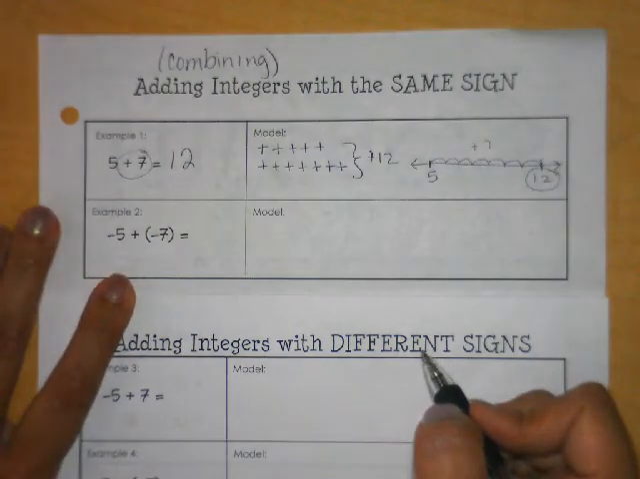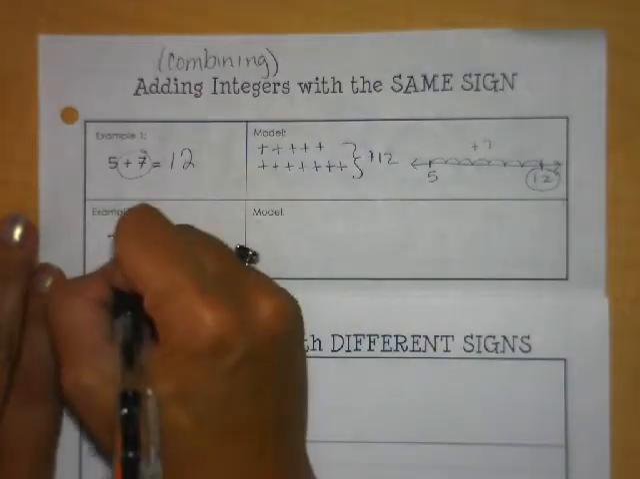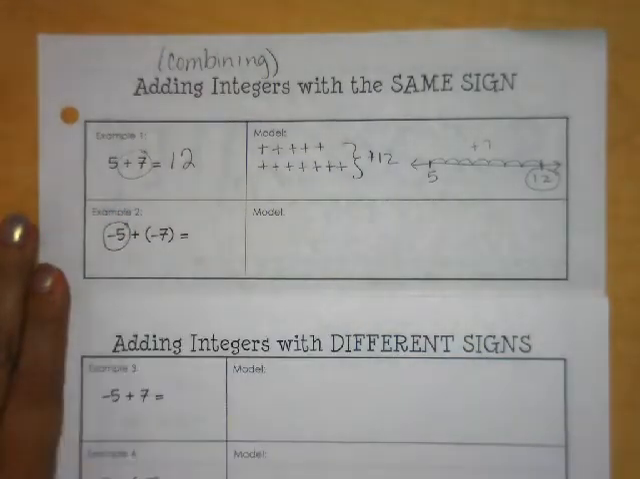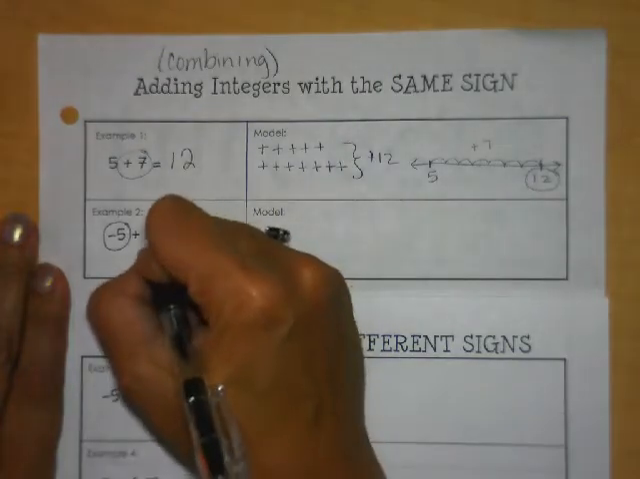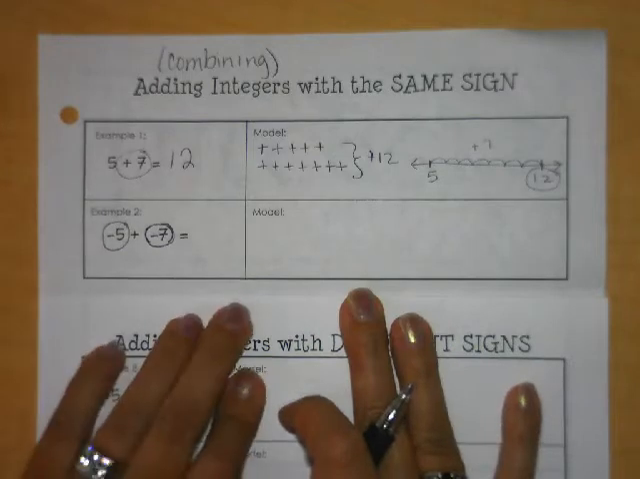Sometimes we have negative numbers. And this is where I'm talking about the sign in front of the number. This is a negative 5. The sign in front of the 5 is a negative, so it is a negative 5. The sign in front of this 7 is a negative. So this is a negative 5 and a negative 7. So we can demonstrate it the same way.